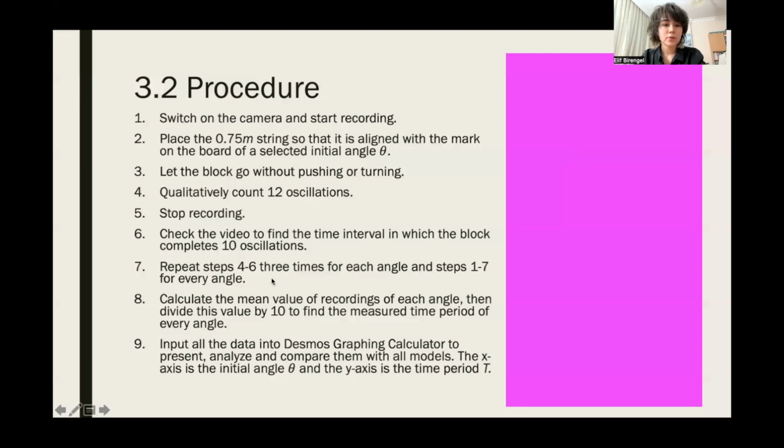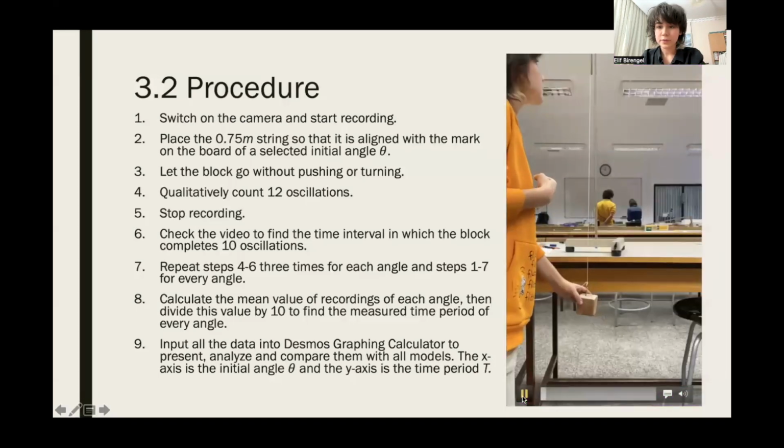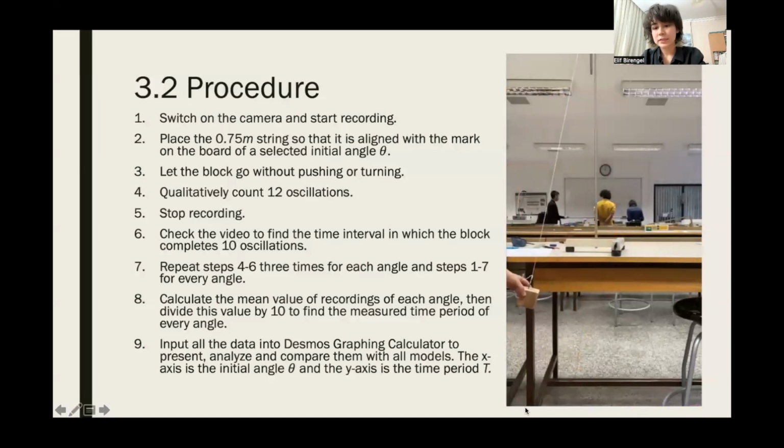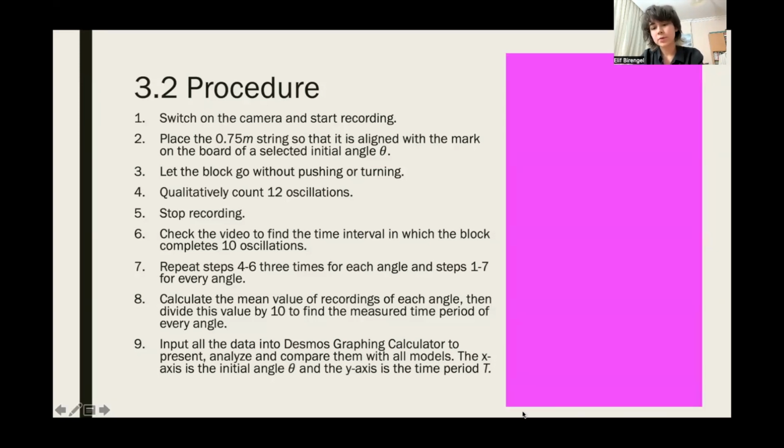So my procedure goes like this in this video. I get the rope to align with a selected initial angle from the paper. Then I just let the bob go. And then I just record this for like 12 oscillations. And then I'm going to be using iMovie to determine the total time for 10 oscillations.